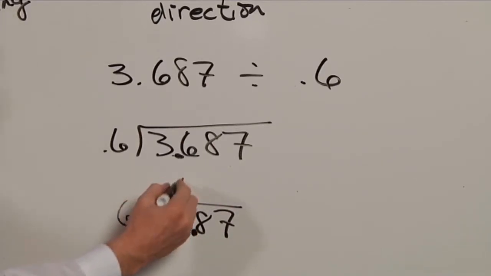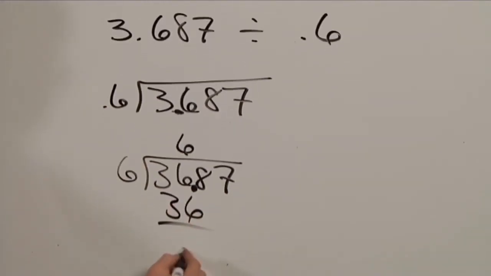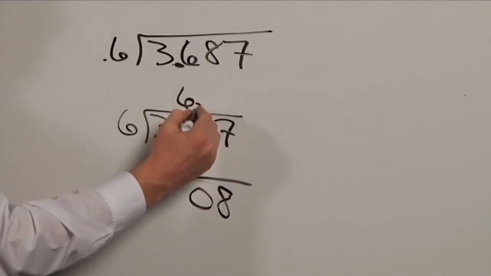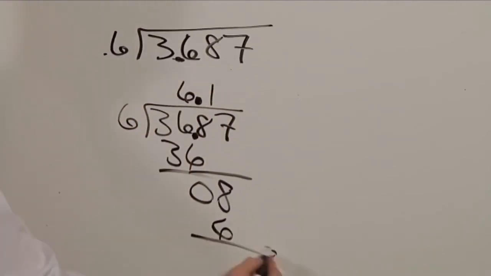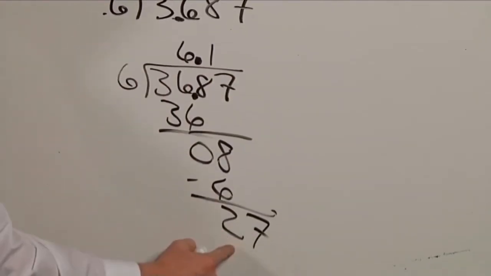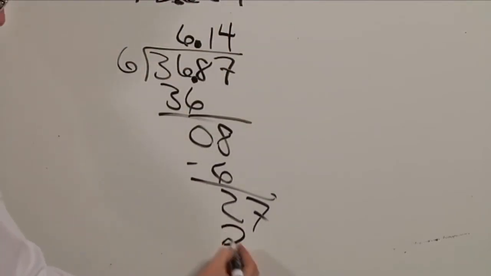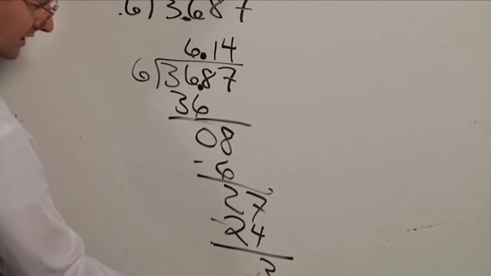So 6 goes into 36 6 times. Multiply it down. Drop down the 8. 6 goes into 8 1 time. So we have 1 times 6 is 6, 2. And drop down the 7. 6 goes into 27 4 times. 7 minus 4 is 3.